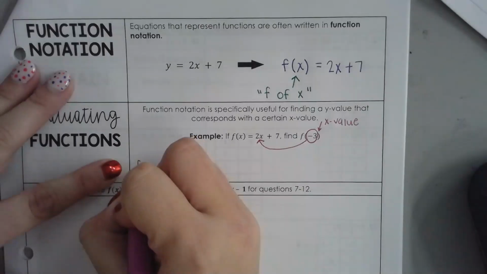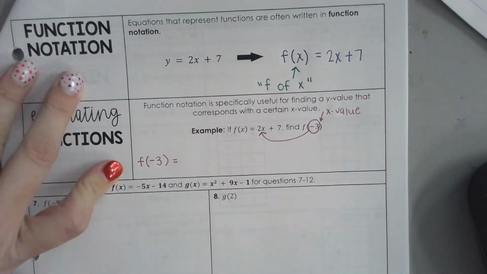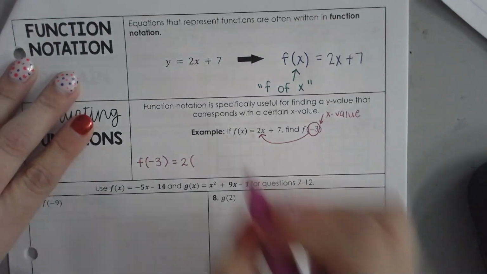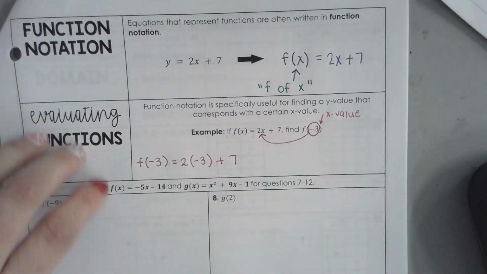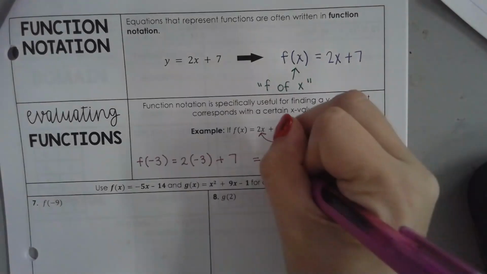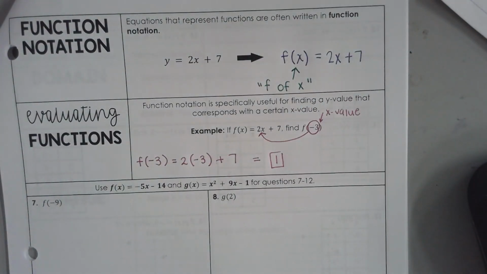So I'm going to say f of negative 3 equals 2 times negative 3 plus 7. Now we can do that without a calculator. What is 2 times negative 3? Negative 6. And then if I add 7 to that, I get 1. So f of negative 3 equals 1.